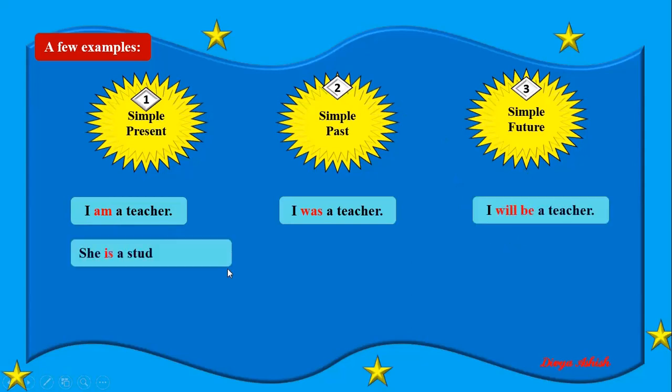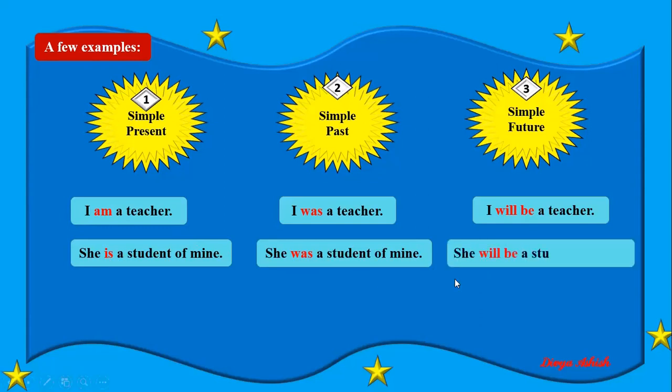The next example is "She is a student of mine." Here, the verb is and the past tense of is was. So this sentence can be rewritten in simple past tense as "She was a student of mine." And in the simple future tense, it becomes "She will be a student of mine."